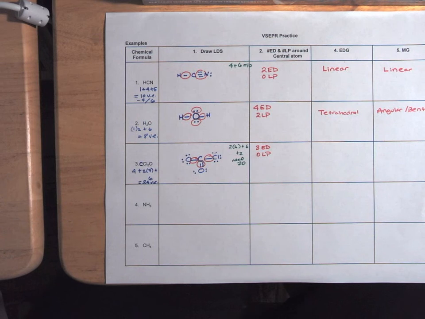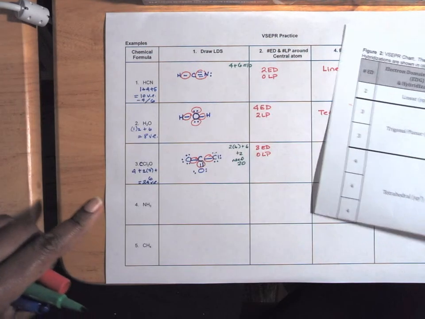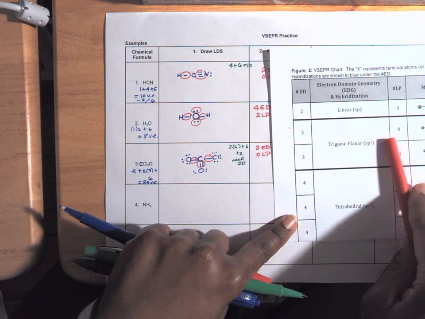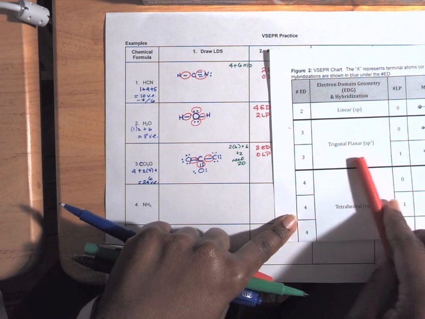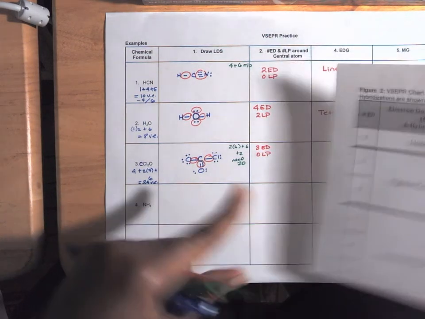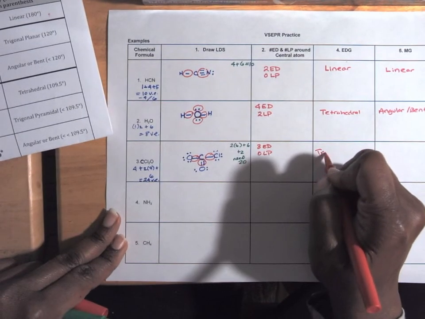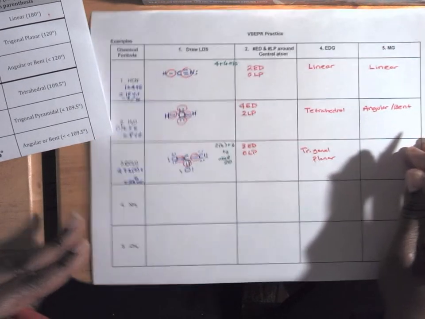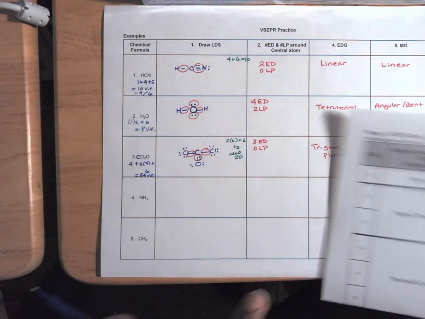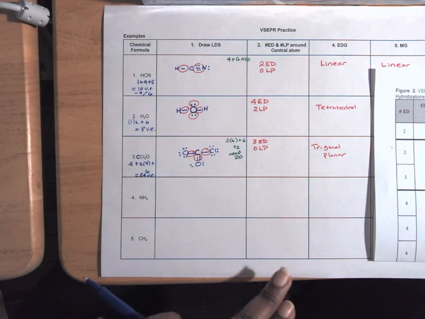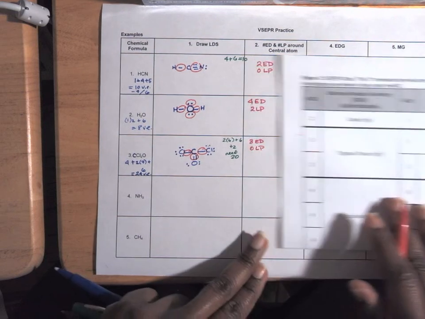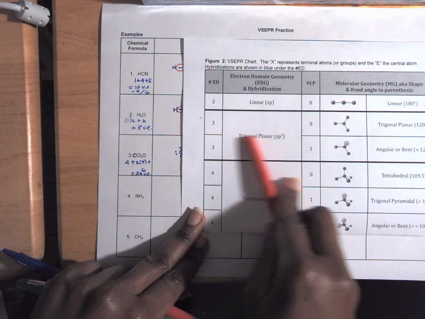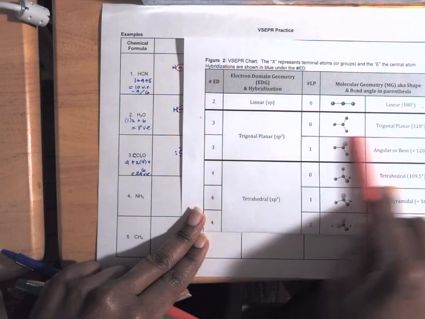All right, our handy dandy chart here. If you have 3 electron domains, the electron domain geometry would be trigonal planar. What about the molecular geometry? For that, we need to figure out the number of lone pairs as well. So 3 electron domains, 0 lone pairs. That's trigonal planar as well.